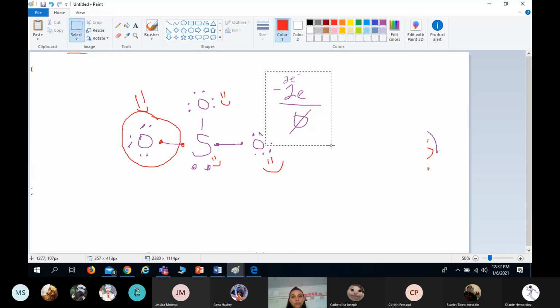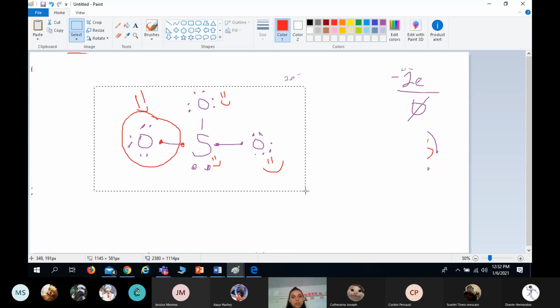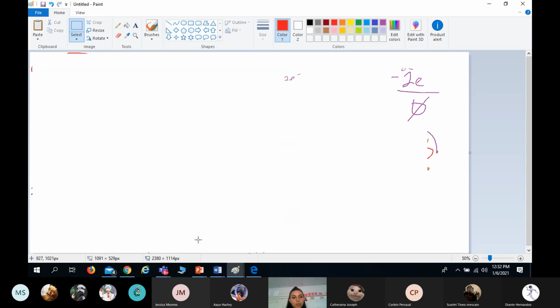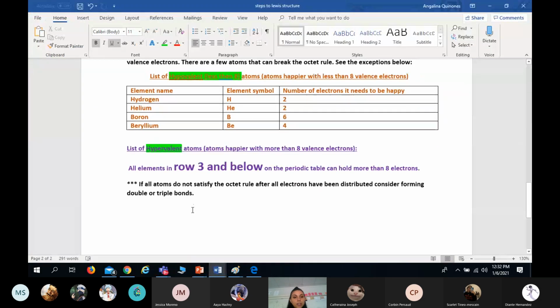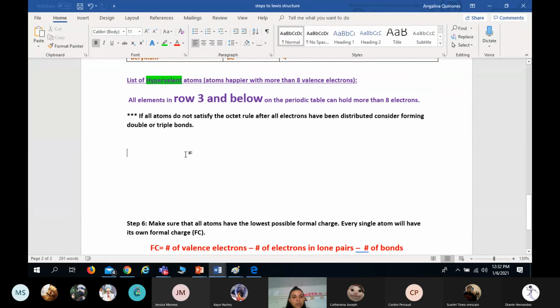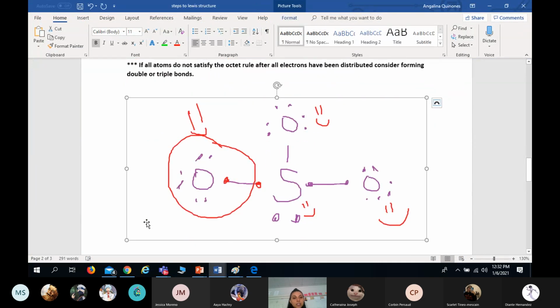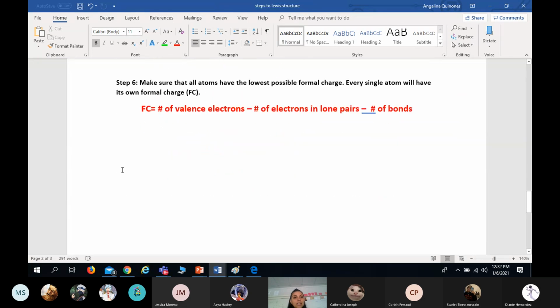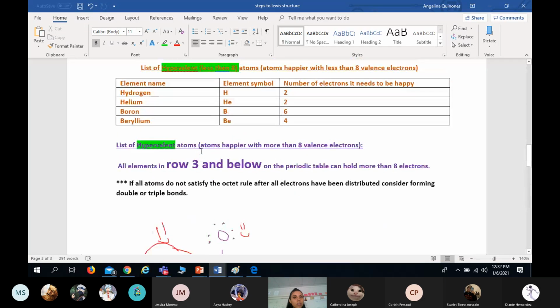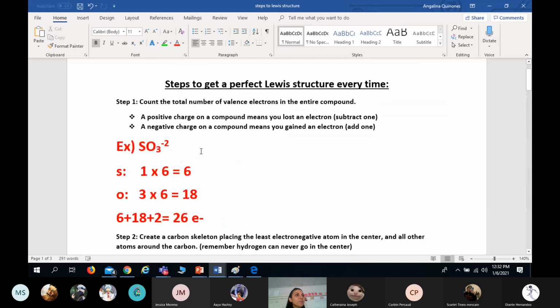So I'm just going to move this out of the way and put that into the document. Tomorrow, we're going to continue on. Up until this point, I would like for you guys to have this document filled up until step 5. Tomorrow, I'll finish the very last step, which is formal charge, and then I'm going to give you guys a worksheet to work on. So please make sure that you have all of these notes in your notebook or printed at some point.